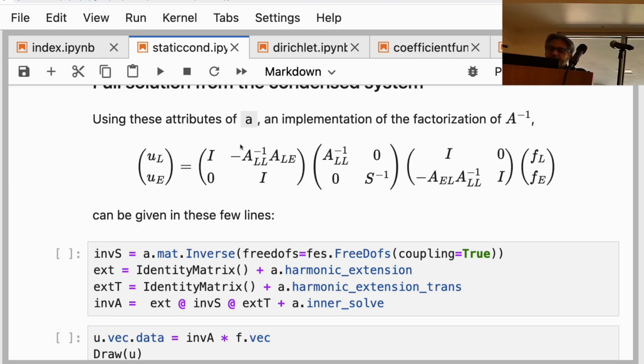We're given this as the harmonic extension, and then we pad it with the identity matrix. That step is right here. This is the extension. The identity matrix plus the harmonic extension gives you this matrix.